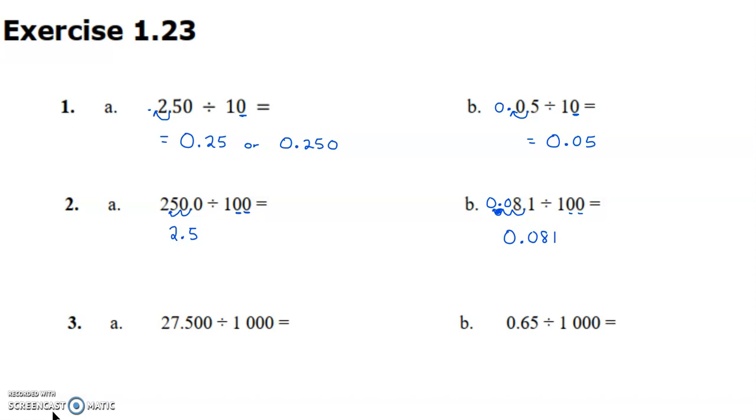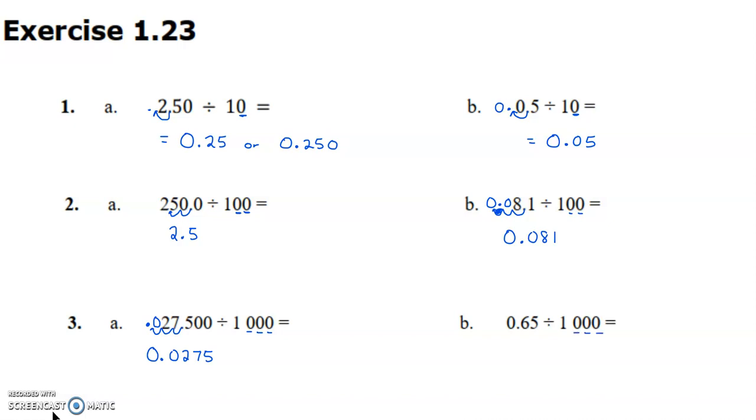For 3a, we are dividing by 1,000. 3 decimal places to the left. 1, 2, 3. I really am getting tired or something. Put my decimal there. So I will have 0.0275. Notice that I'm taking these extra zeros on the right-hand side away. Just a reminder that those zeros don't add value to the decimal, so they can be dropped very easily, as in example 2a.